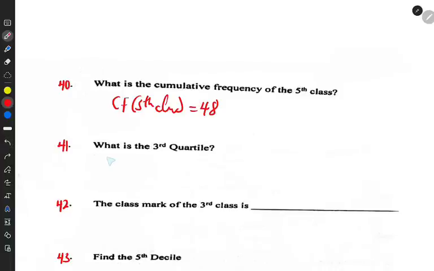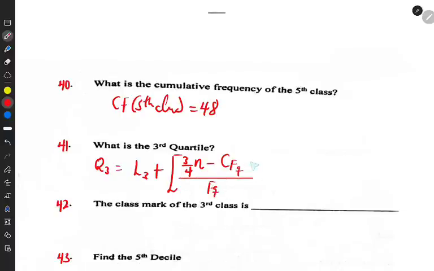So Q3 is supposed to be L subscript 3, the lower class boundary of the quartile class, plus 3/4 multiplying the frequency, which is n, minus the cumulative frequency that comes before the quartile class. We sum them up and then divide by the frequency of the quartile class, and then multiply that by our class size. So that is how it goes when it comes to the quartile formula.